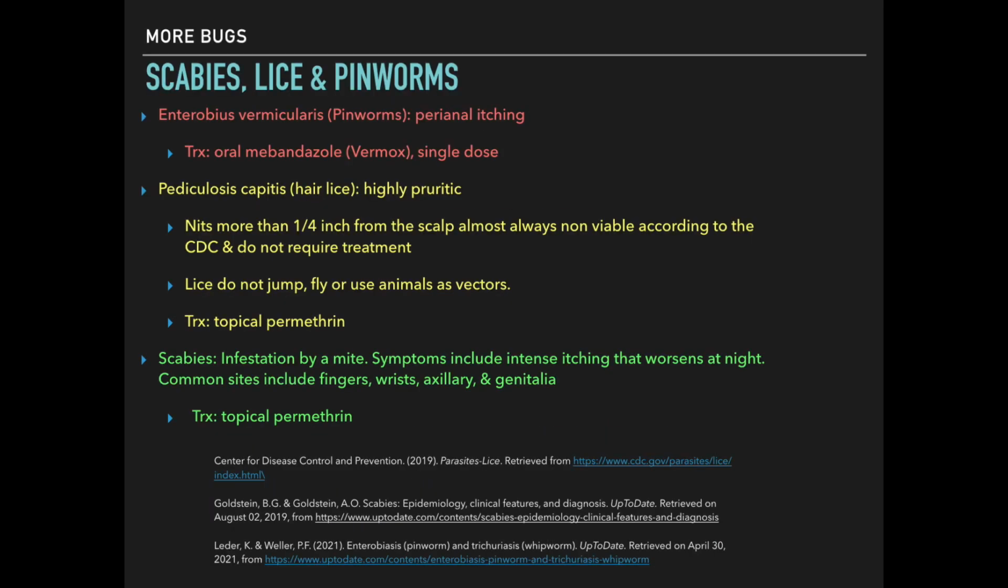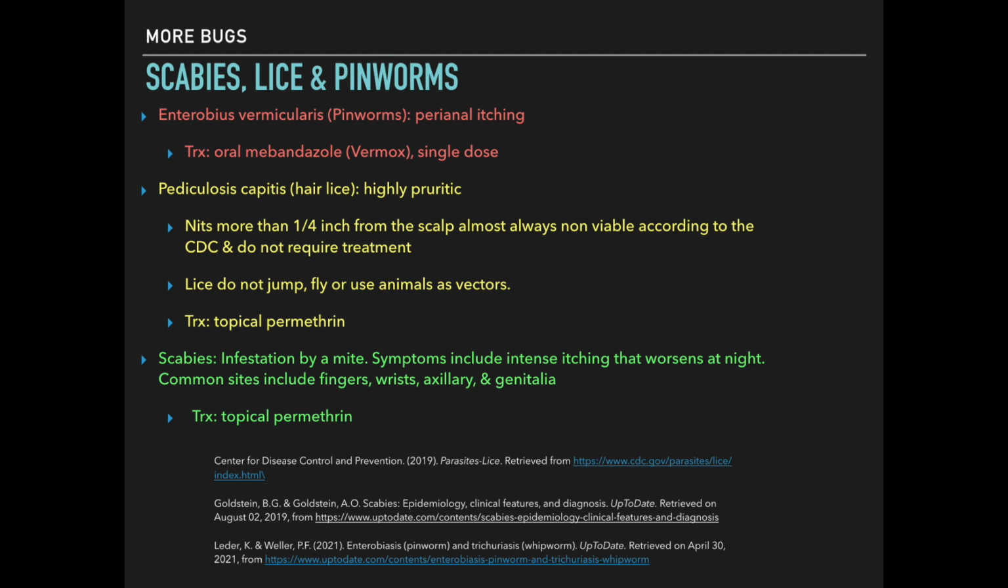Here we have another slide dedicated to bugs. Unfortunately, there are some more that tend to pop up. This is scabies, lice, and pinworms. The first one that I have here is pinworms, and this causes perianal itching. The treatment for that is going to be oral mebendazole, also known as Vermox, a little easier to say, and this is a single dose.